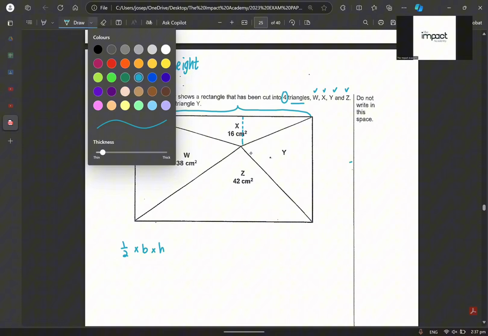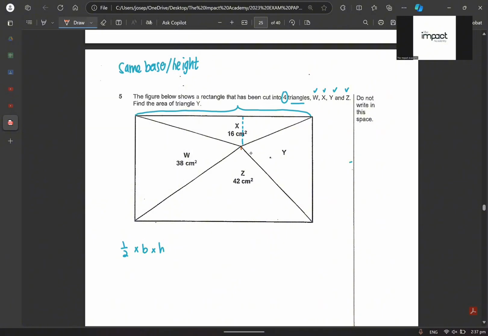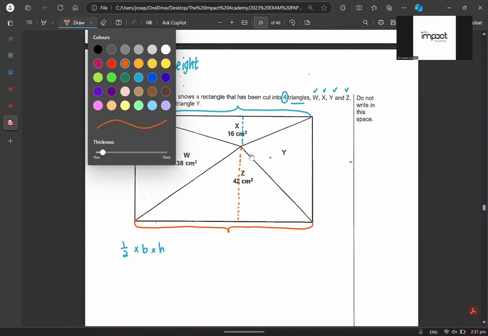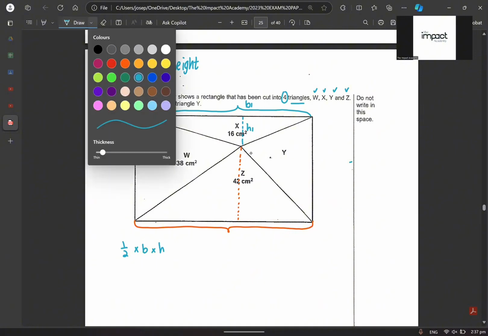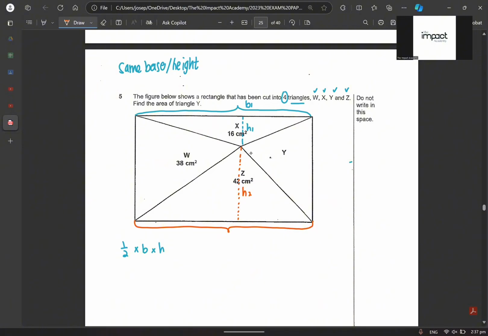Now, when I go for my next triangle, maybe I'll use another color, which is triangle Z. You realize that it's basically the height over here and the base over here. Let's give them names. Let's call this height number 1 and base number 1, and this is height number 2 and base number 2. Or in fact, maybe I will just call both of them 1 to show that these two, when grouped together, give the entire height over here.